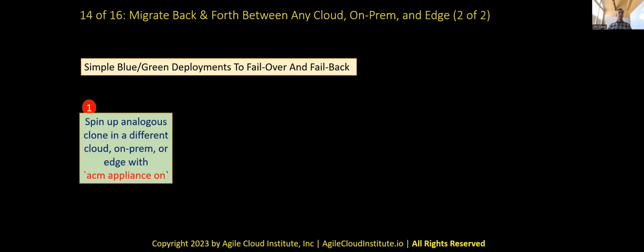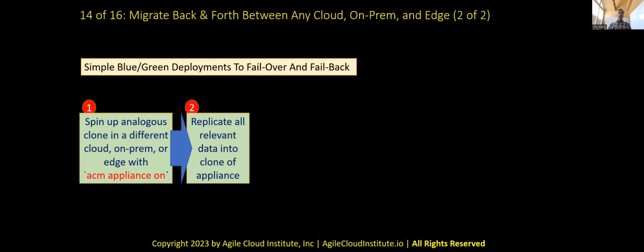We start in step one here with an analogous clone of the same system or the same appliance in a different cloud or a different on-prem or a different edge. And we can do this by typing in the command ACM appliance on. It's that simple. You just type in ACM appliance on, you have your pipeline run the ACM appliance on command, and the Agile Cloud Manager spins up the new appliance in whichever environment you want it to be in, whichever cloud provider, whichever on-prem or whichever edge.